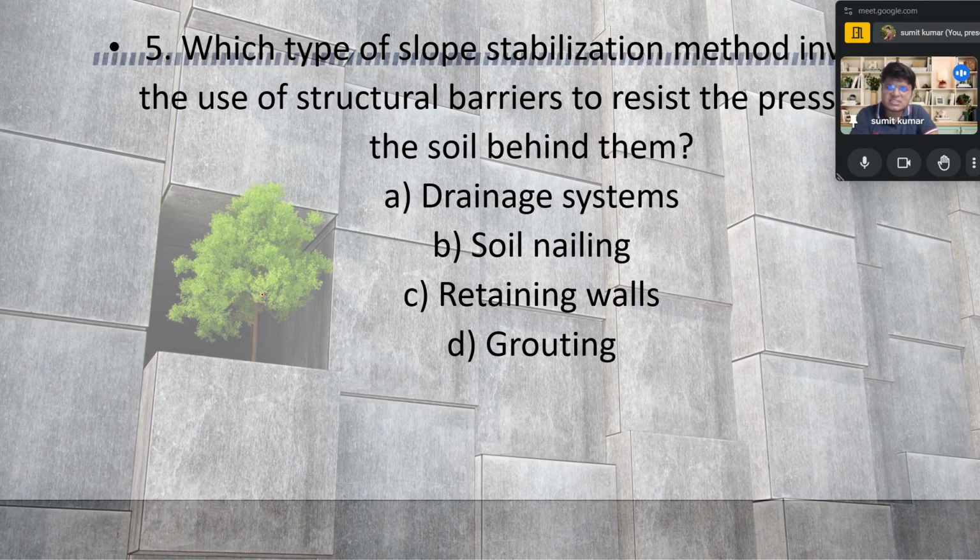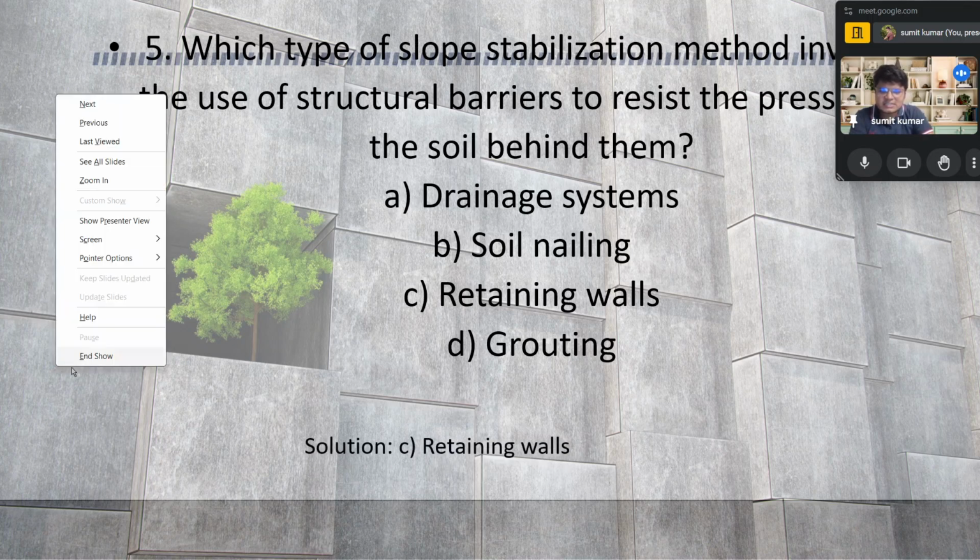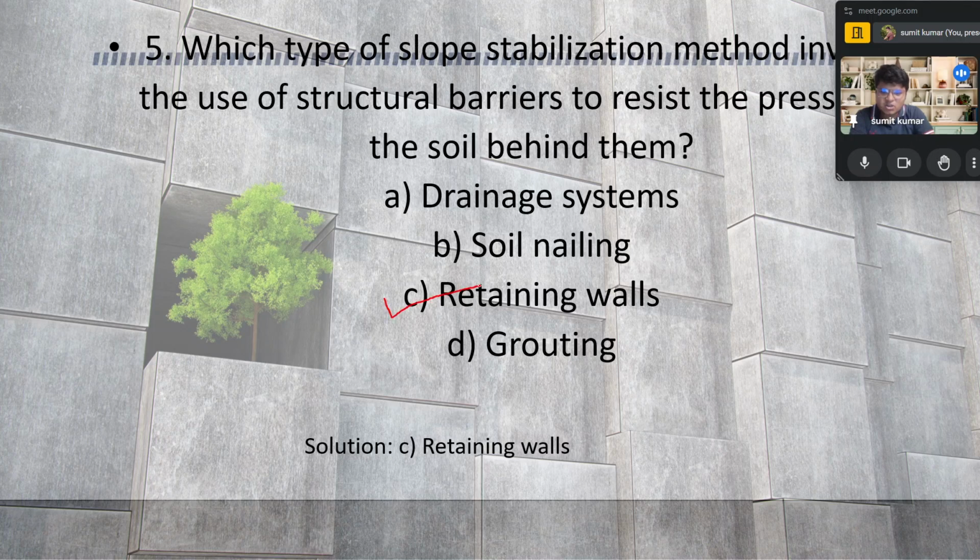Now the next question says: which type of slope stabilization method involves the use of a structural barrier to resist the pressure of the soil behind it? The options are drainage system, soil nailing, retaining walls, grouting. Over here the retaining wall is the correct answer, as I see from the options very clearly. I think there will be no doubt in this question. The retaining wall is the one in which this takes place.